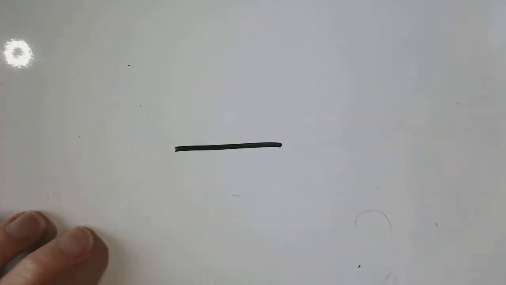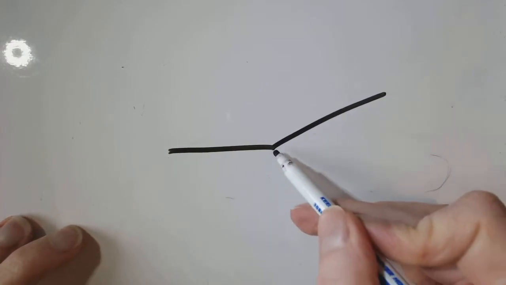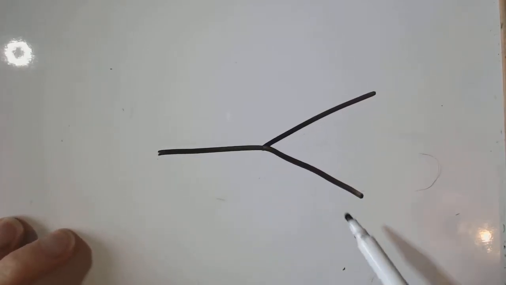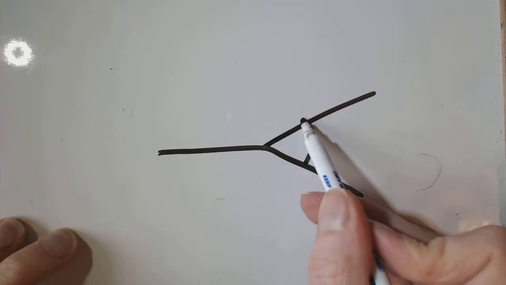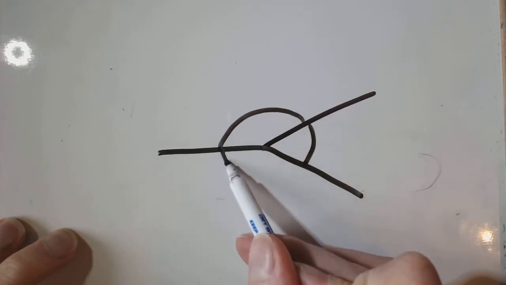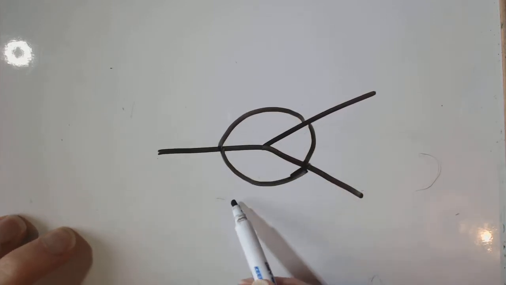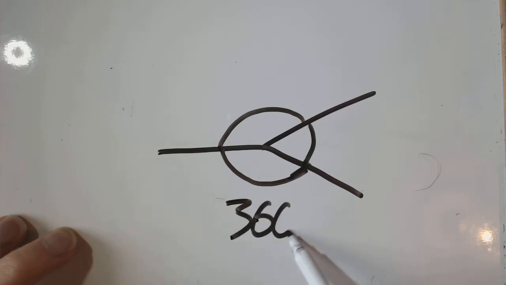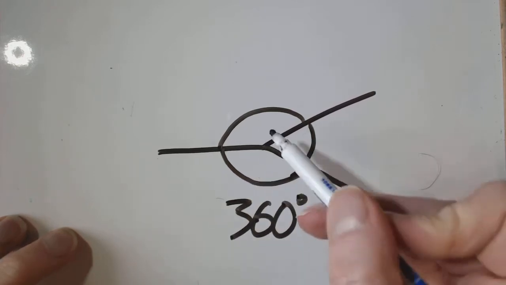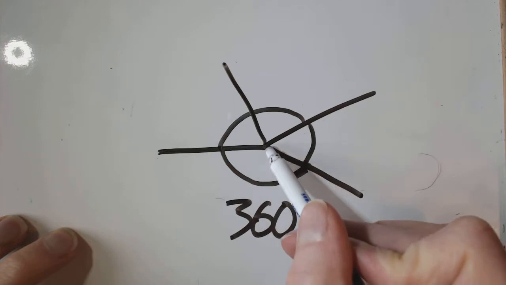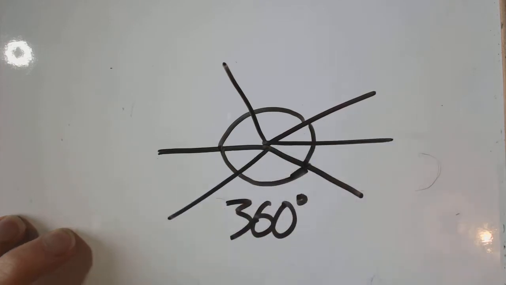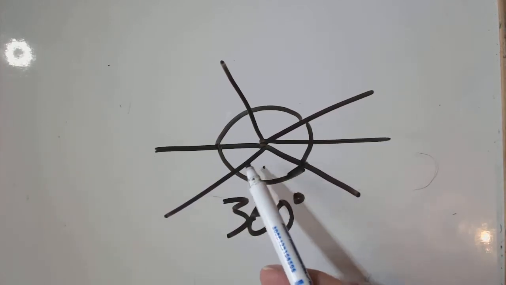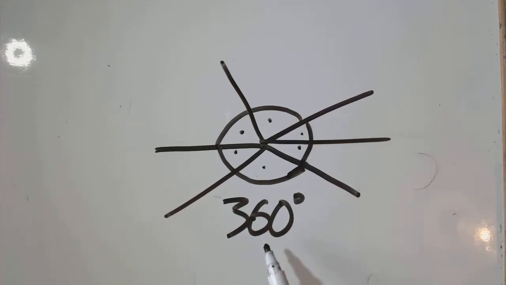Okay, if we have another line such as this, then what we've got is an angle here, another angle here, and another one here. Okay, and these all have to add up to 360, like a circle. So again, you can have as many lines going into these as you want, and each one of these angles has to total 360.